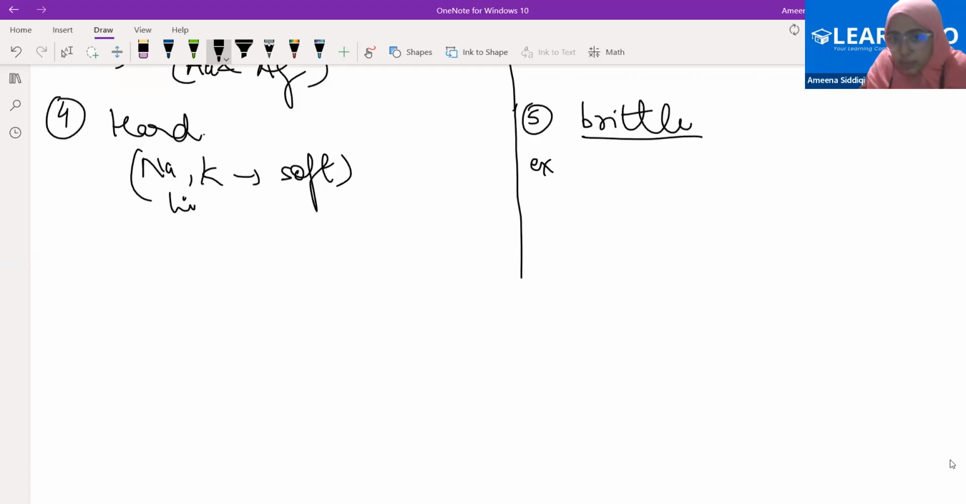Again, beta, we have an exception to this. Diamond is the hardest natural substance present. Exception: diamond, and diamond is an element, carbon. Graphite also is hard. So these are hard and these are exceptions to non-metals.